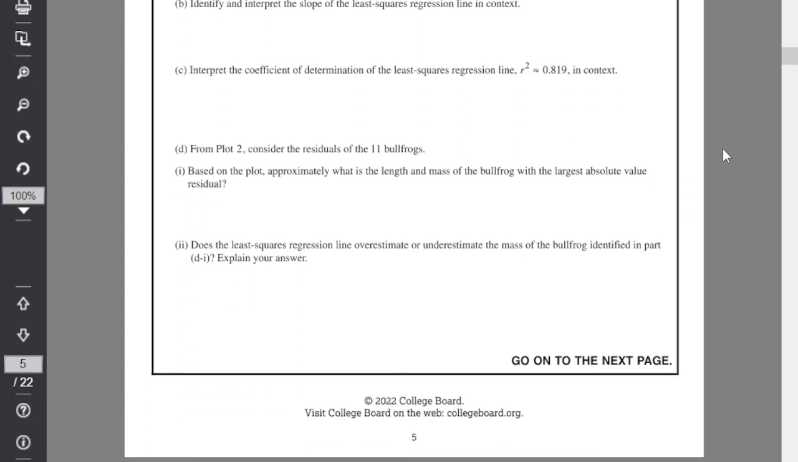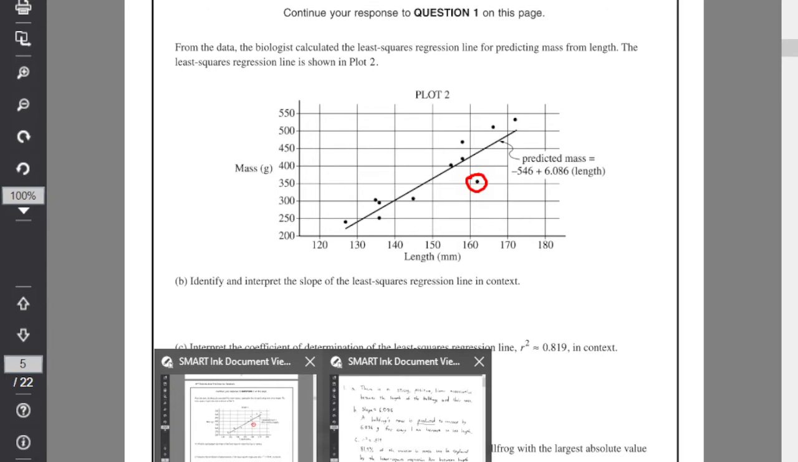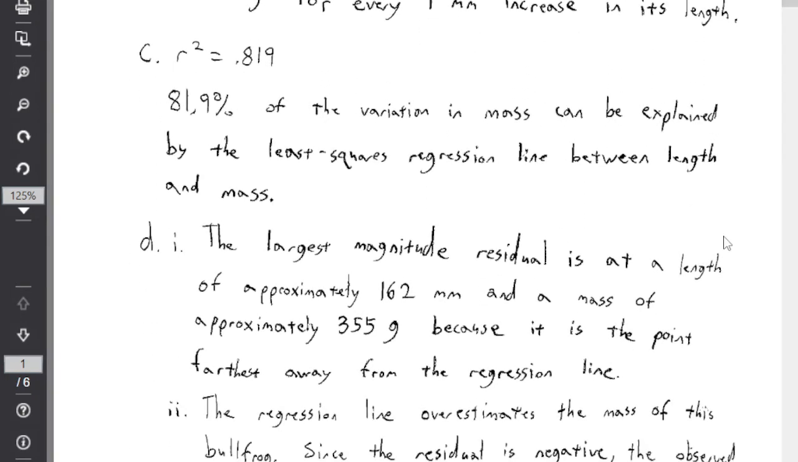Part D asked you about residuals. So first off, which one had the largest absolute value residual? That means we don't care about whether it's positive or negative. We just care about the number. Which one has the largest number as its residual? And the one that has the largest number as its residual is this one right here. Even though it's negative, the largest absolute value residual is that one because it's the farthest from the regression line. So that's the point you should have identified.